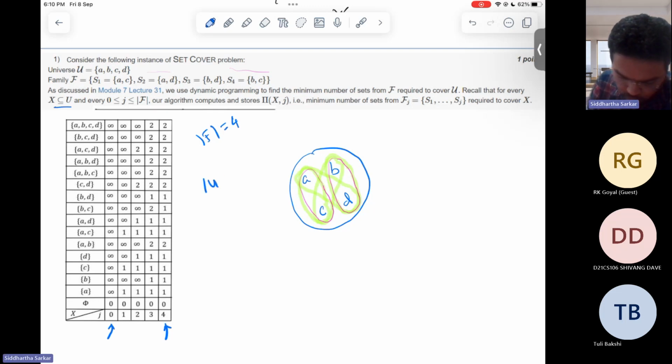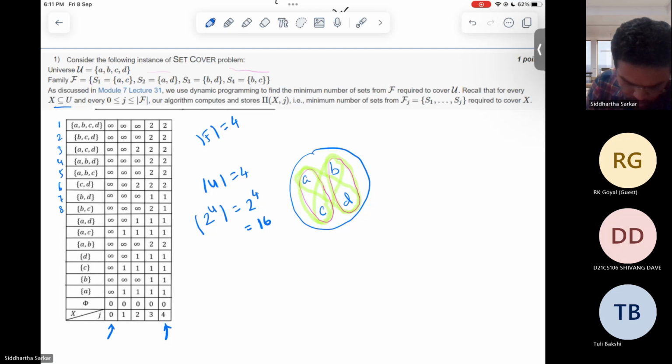Because mod U is 4, the power set of U has cardinality 2 to the 4, so 16 different rows are there. For each of these rows and columns, there is an entry in the DP table. And we'll look at how the DP table is formed in a moment.